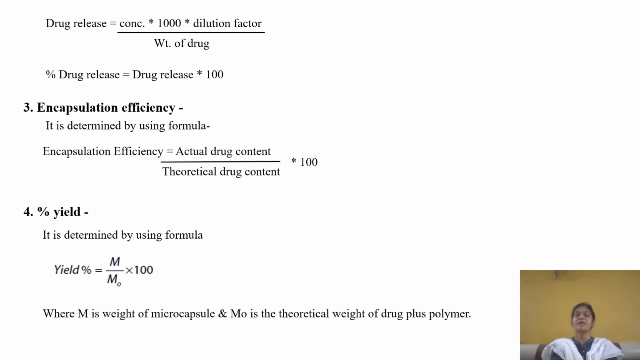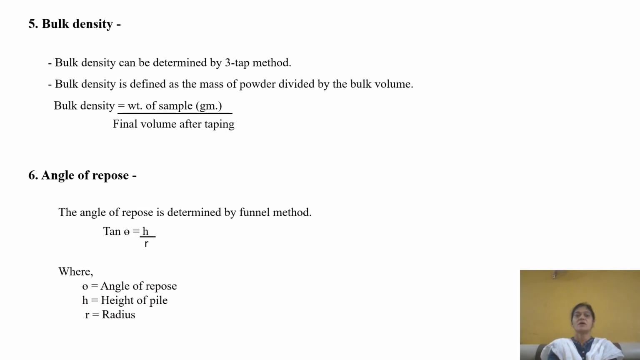Percent yield can be calculated by the formula: the weight of microcapsule as m0 over the theoretical weight of the drug plus the polymer. Bulk density can be determined by the three-tap method, that is the mass of the powder divided by the bulk volume, so the weight of the sample divided by the final volume after tapping. Angle of repose is determined by the funnel method, with the formula tan theta equals h by r, where h is the height of the pile and r is the radius.